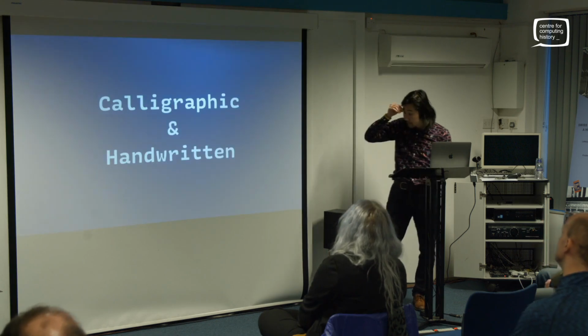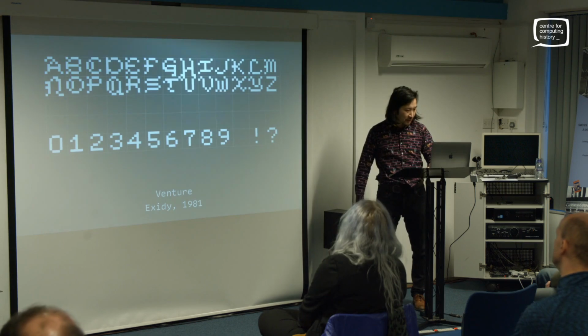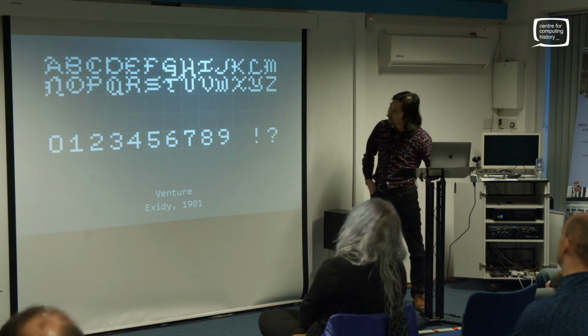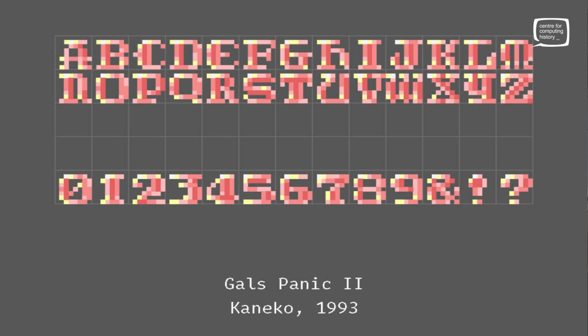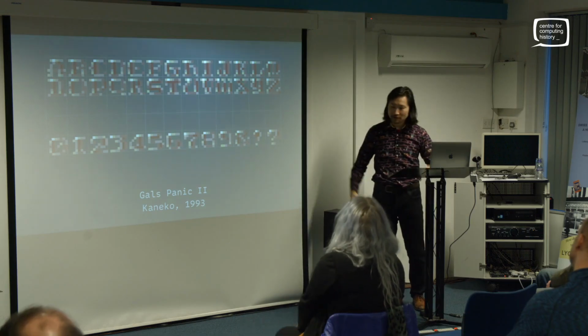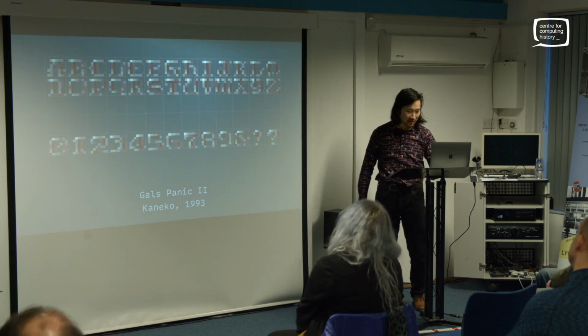And calligraphic and handwritten, this is the second last category. Venture by XD, I think it wants to make like a medieval Lombardic capitals. This one, Gals Panic 2, this is another pornographic game. And this one, yeah, again, it has to be pink because it's pornographic. That was the thing of the 80s and 90s.